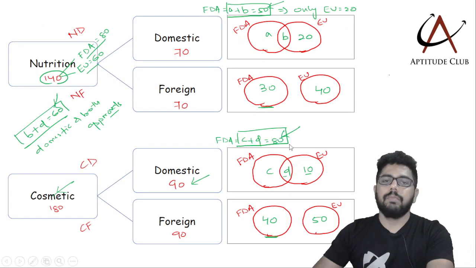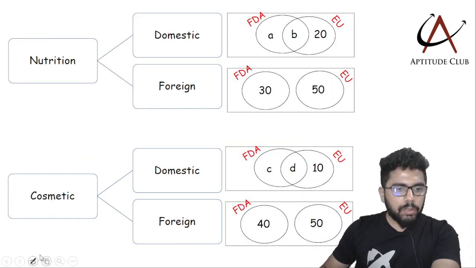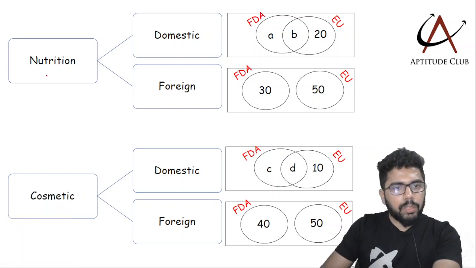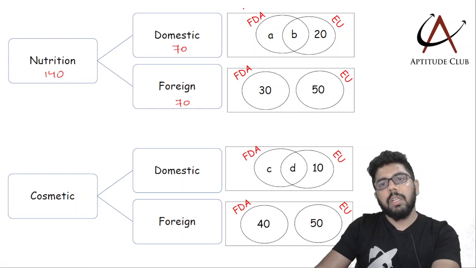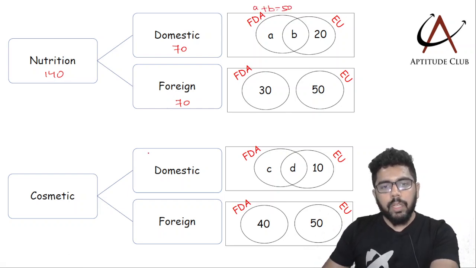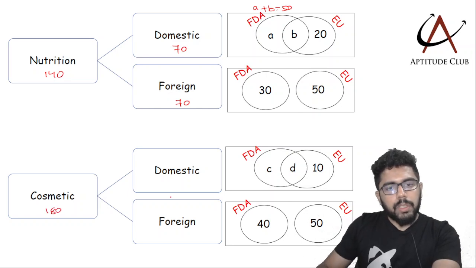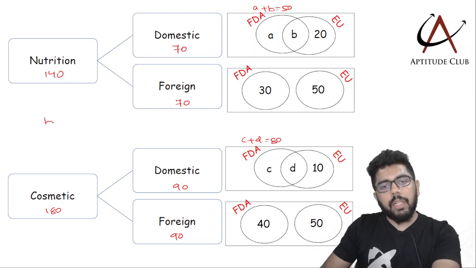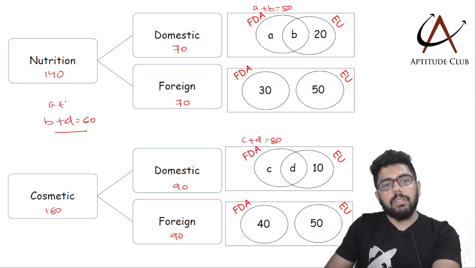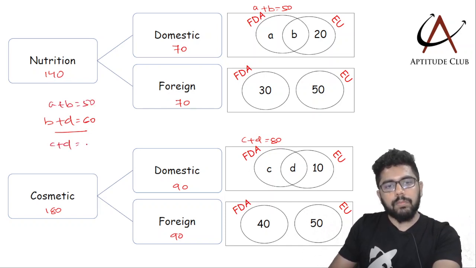A, B, C, D. So this is what I got. So total 140 nutrition products are there. 70 domestic, 70 foreign, and here I got the equation A plus B is 50. Then total 180 cosmetic products, 90 domestic, 90 foreign, and I got here that C plus D is 80, and we have B plus D as 60. So these are the three equations that we will be playing around in this question.